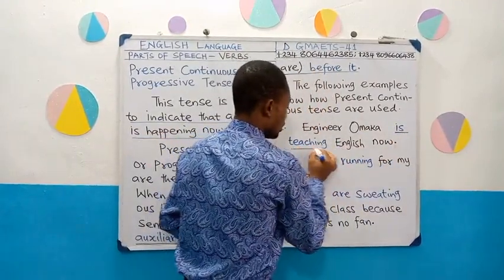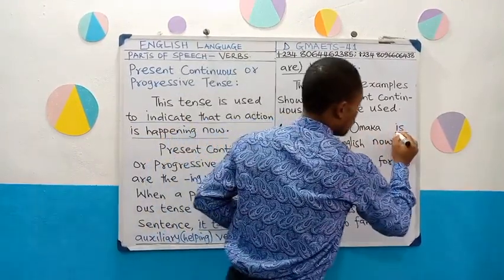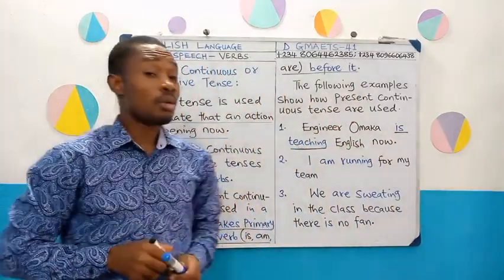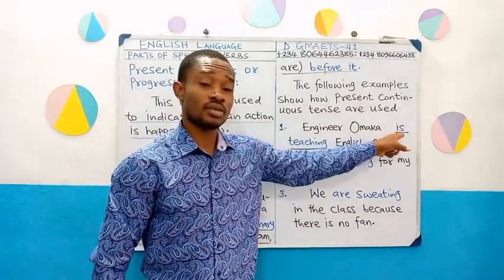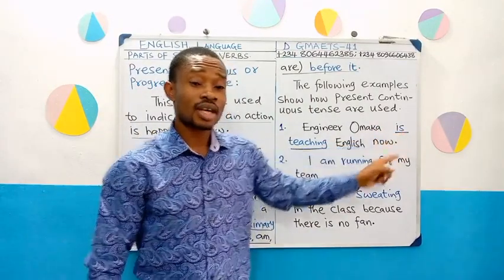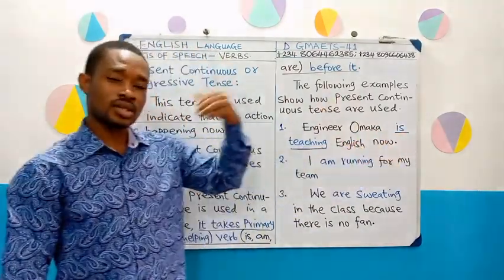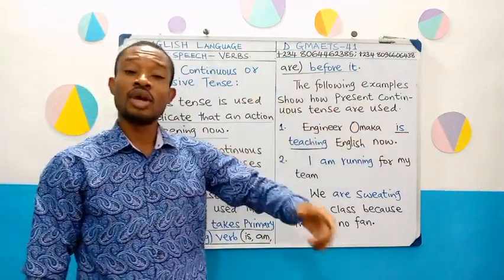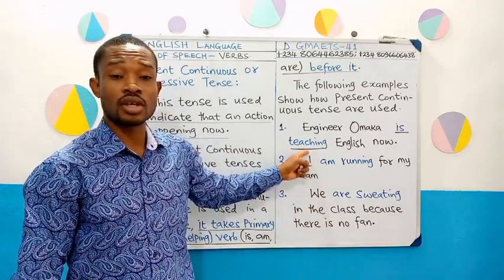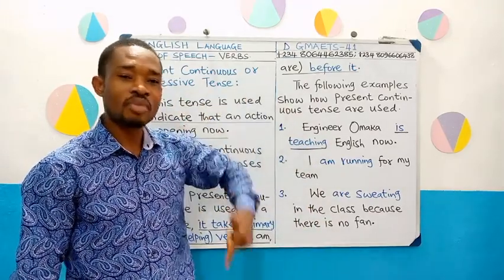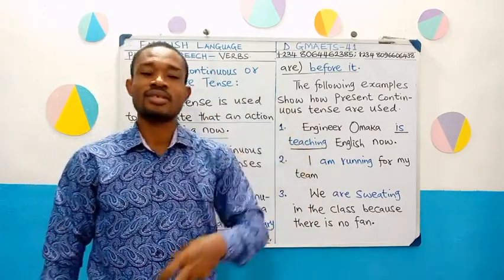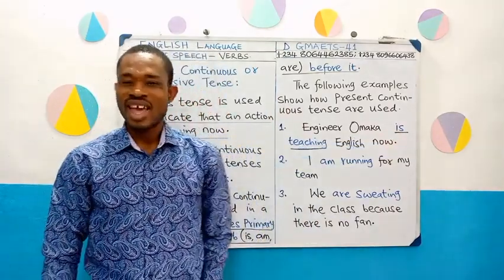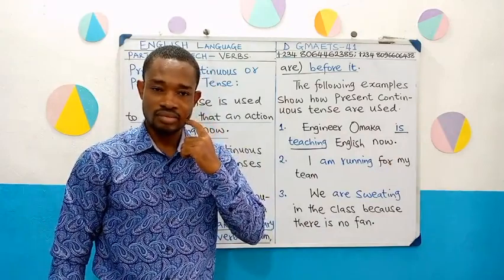So I'm going to underline this. Is teaching. Remember, why this is very important is this. I could have said Engineer Omaka was teaching English. If I say was, you know it has changed this continuous tense to what? Past. So if I must make teaching present, then it has to go with the present tense helping verb, is.